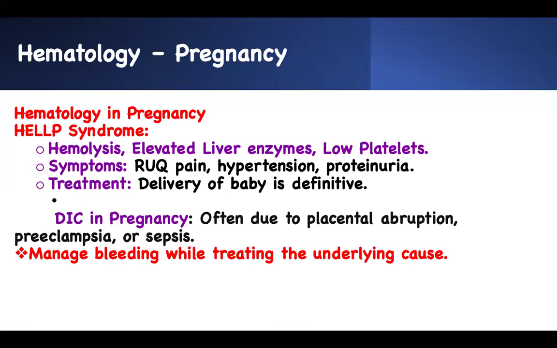HELLP syndrome, you know about this. OB is related to basically emergencies, a hematological problem. We have hemolysis, elevated liver enzymes, and low platelets. This is the pre-eclampsia spectrum, right? Right upper quadrant pain, they have hypertension after 20 weeks, right? And proteinuria. The baby needs to be delivered as soon as possible. HELLP syndrome is more dangerous than pre-eclampsia.